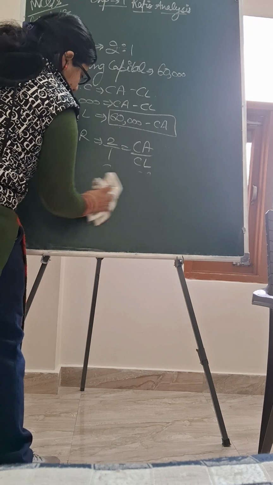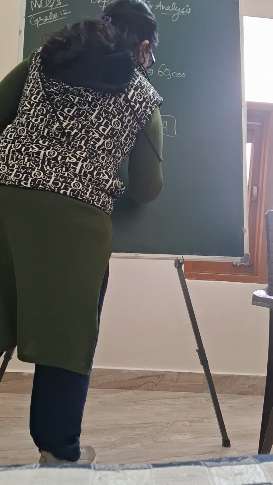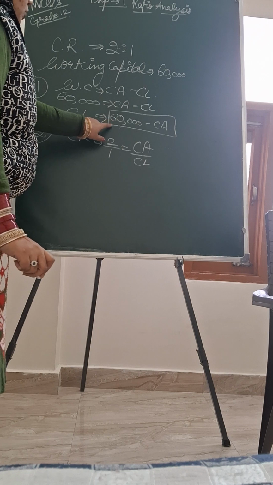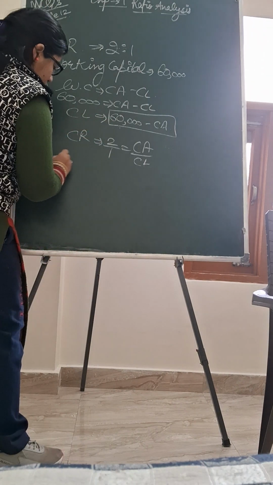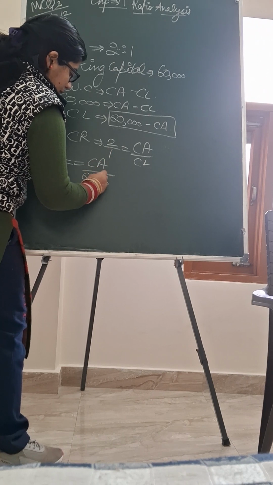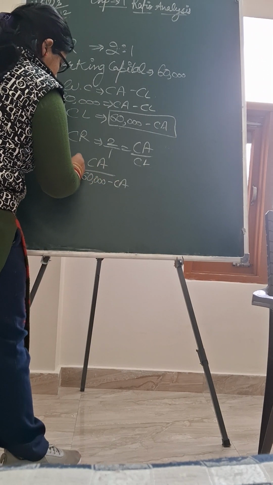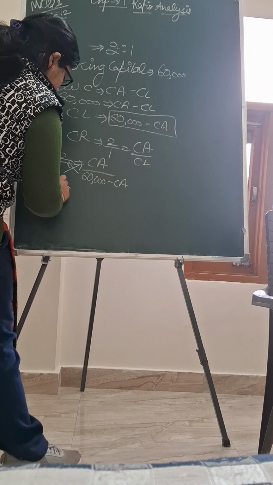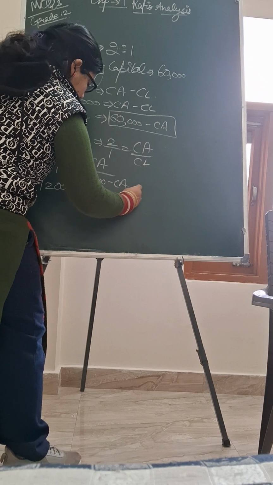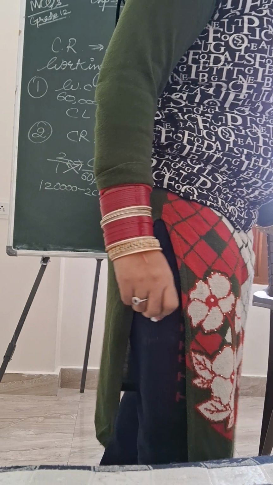Let's read again. It is given CR 2:1, current assets over current liabilities. It is given. Then we will use this CA. So 2:1 CA over 60,000 minus CA. We will cross multiply. After the cross multiplication it is 1,20,000 minus 2 CA is equals to CA. This is correct. Till here it is very easy.